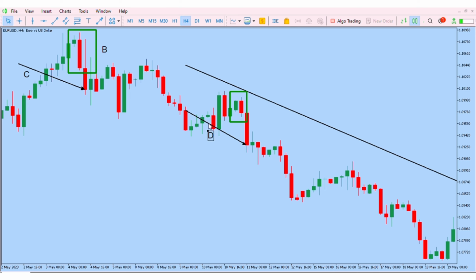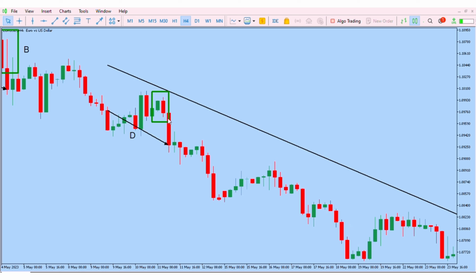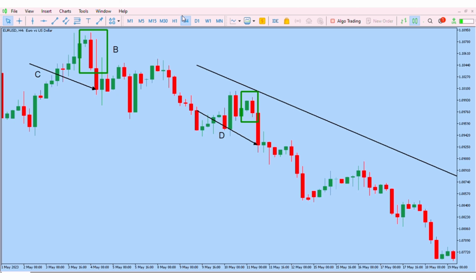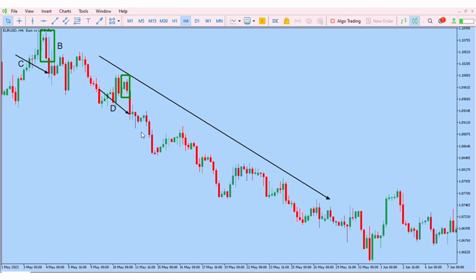This is our D. There was a long bearish candlestick as confirmation, and this further supported the sellers' dominance in the market. When you go short, your stop loss should be above the high of the engulfing pattern here. For your take profit, you have to watch the previous price movements in the market.